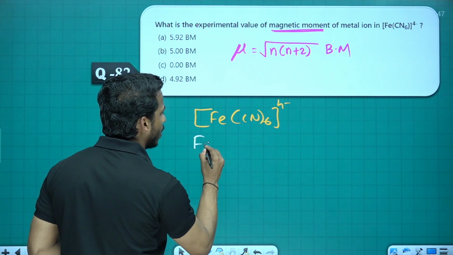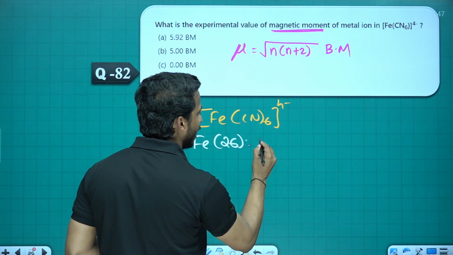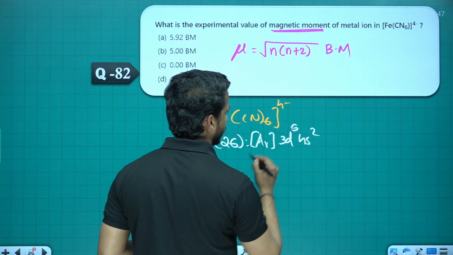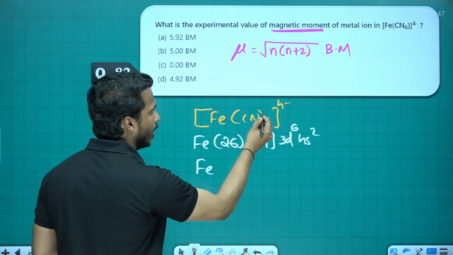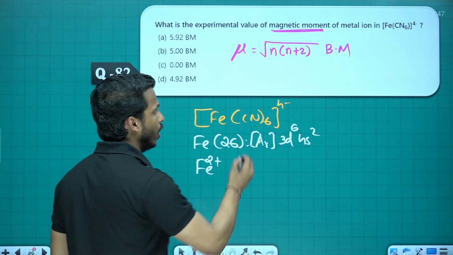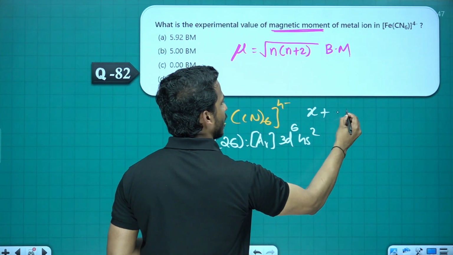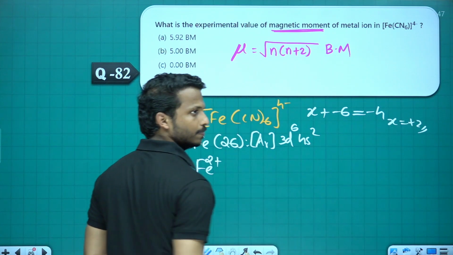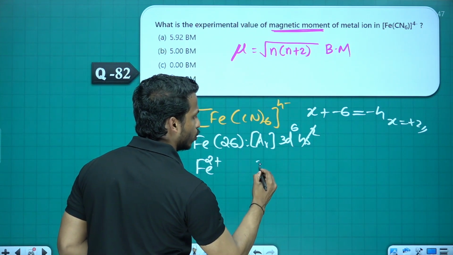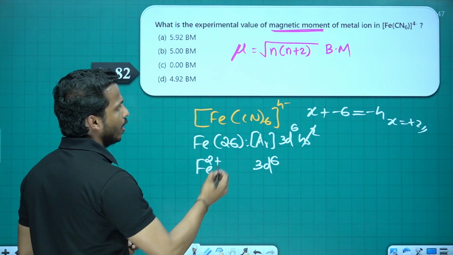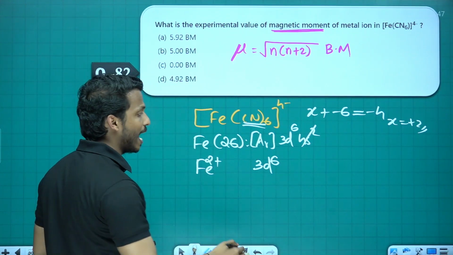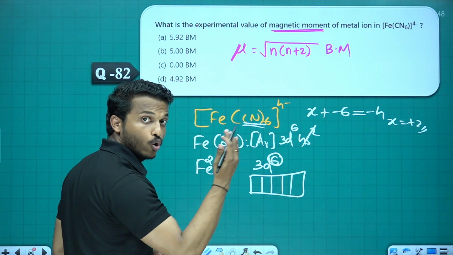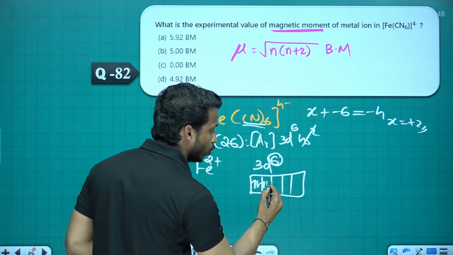Which is the central atom? Iron. Iron atomic number 26. So we get argon 4s2 3d6. Calculate the Fe charge, you will get 2 plus. Yes or no? Fe x, 6 cyanide minus 6, overall charge minus 4, x equals plus 2. So for Fe 2 plus, these 2 electrons are gone. What is remaining? 3d6. You know, cyanide is a strong ligand. So if a strong ligand is present, these 6 electrons undergo pairing. So you will get 2, 2, 2.